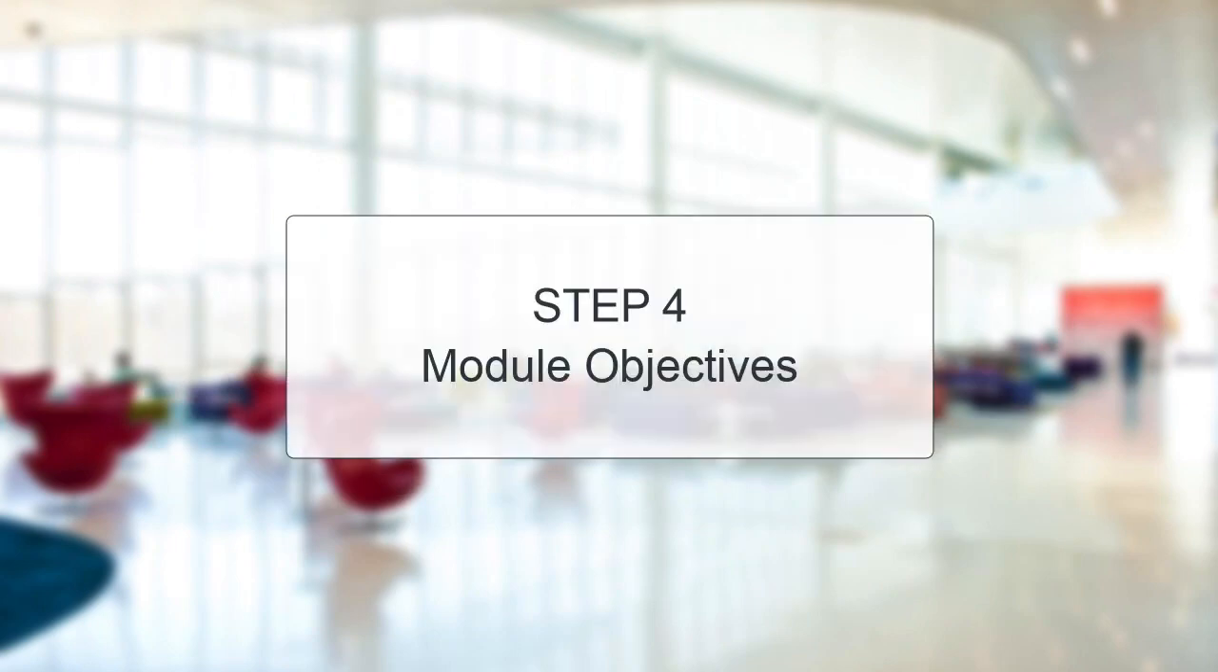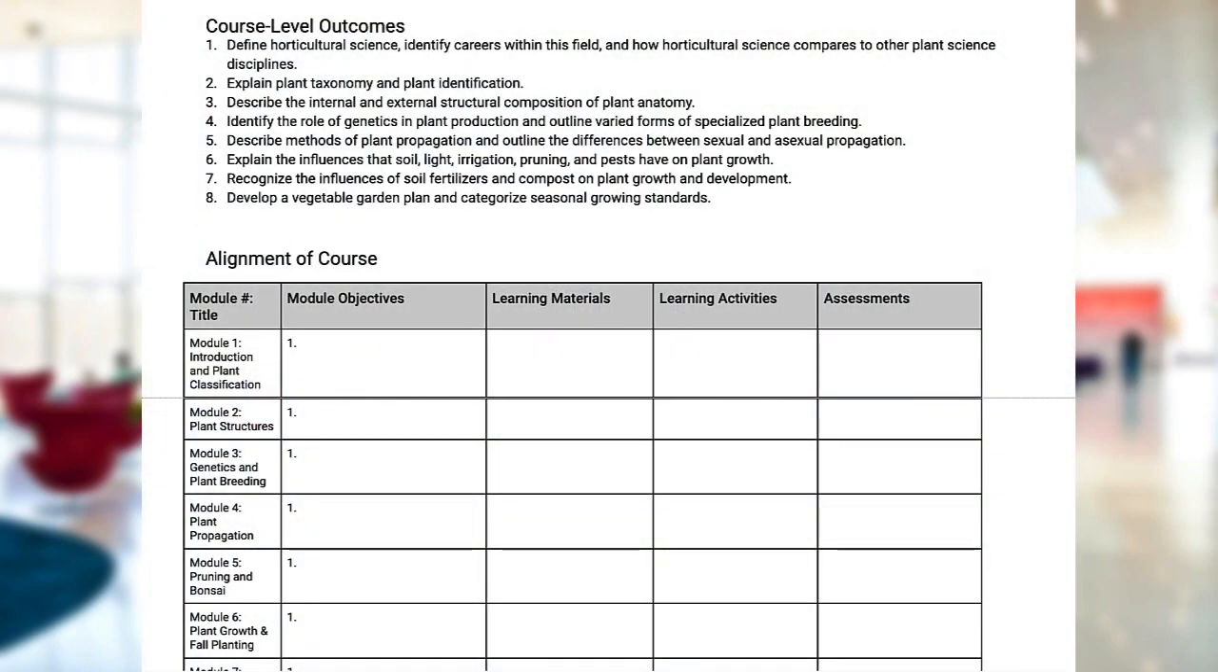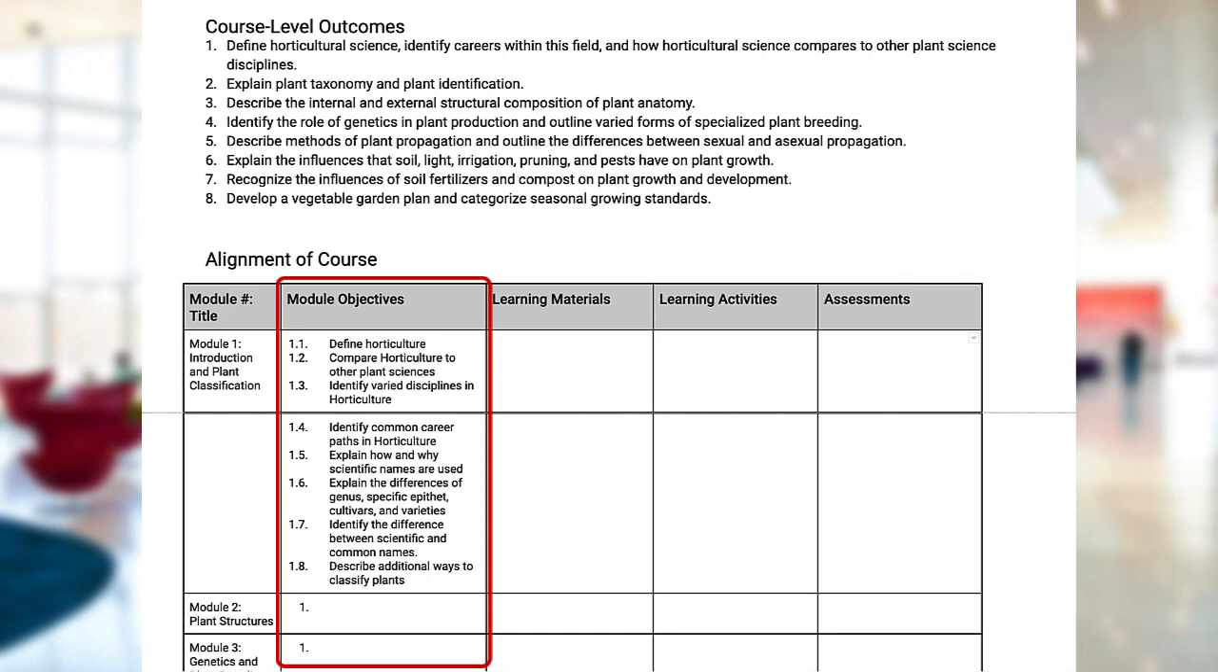Step 4. Add module objectives. The next step in completing your course map is to write learning objectives for each module. Just like with your course objectives, module objectives need to be measurable. Be sure you start them with an action verb. Module objectives are more specific than course level objectives. Think about what you want students to be able to do by the completion of each module. Bloom's taxonomy is, again, a great resource to help you develop your module objectives.